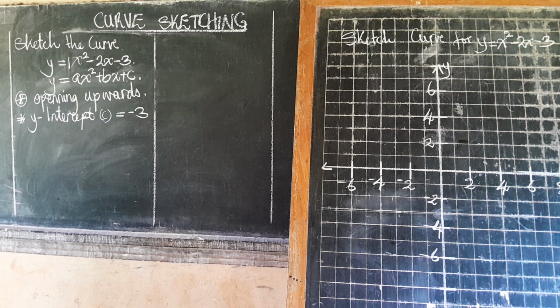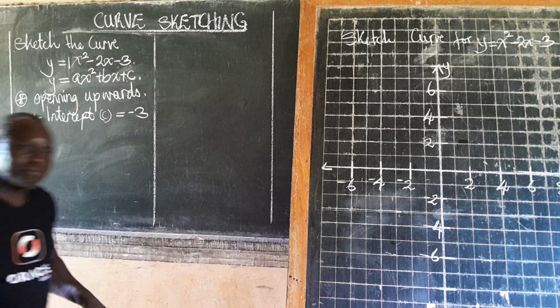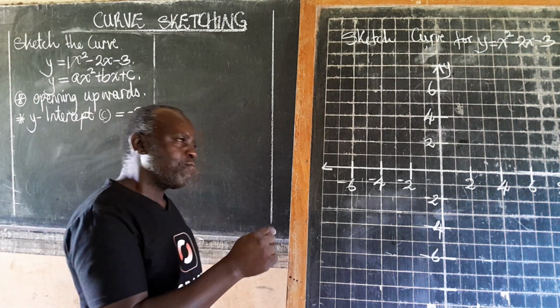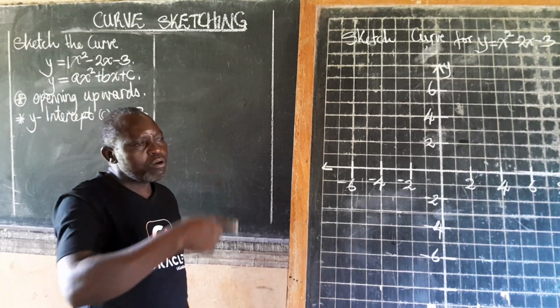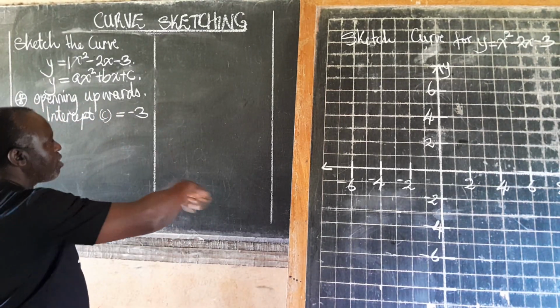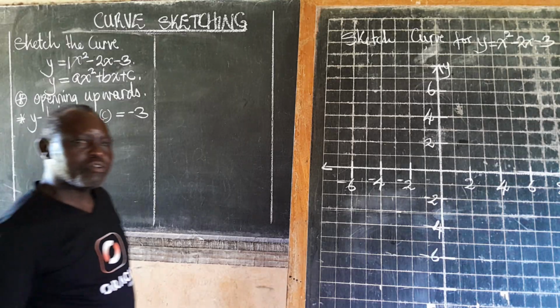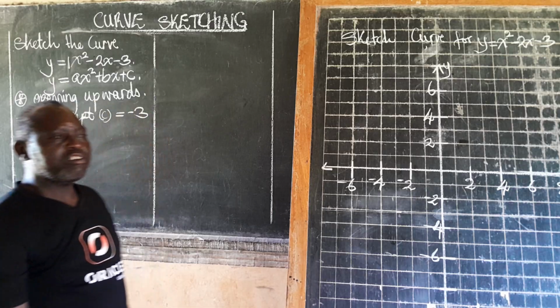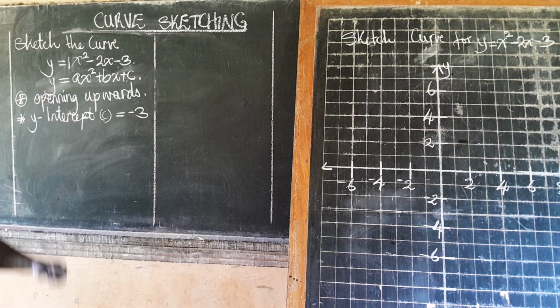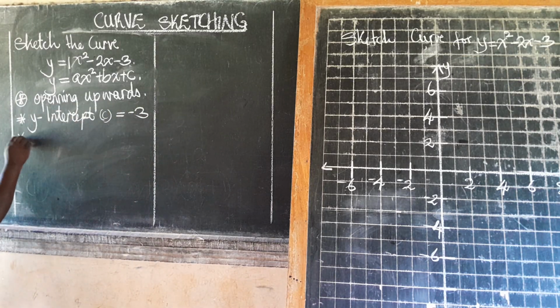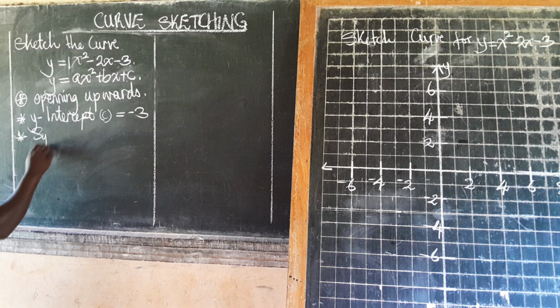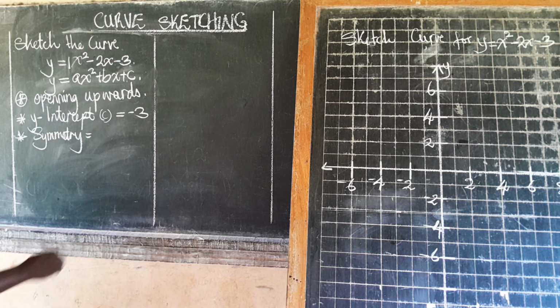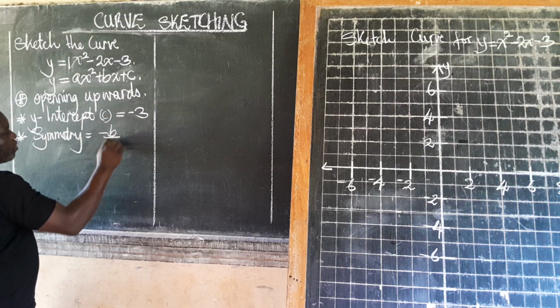Then 3, even the other time, we talked about the line of symmetry. Line of symmetry, that's the line which divides the curve into two equal parts. Since it is opening upwards like this, it means that the line of symmetry has to be parallel to the y-axis. Therefore, it's going to be an x line. Line of symmetry is given as negative b over 2a.